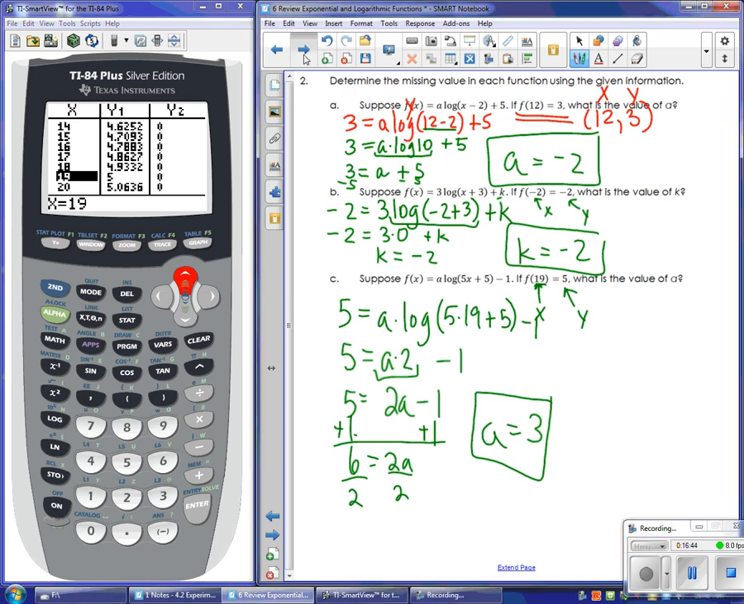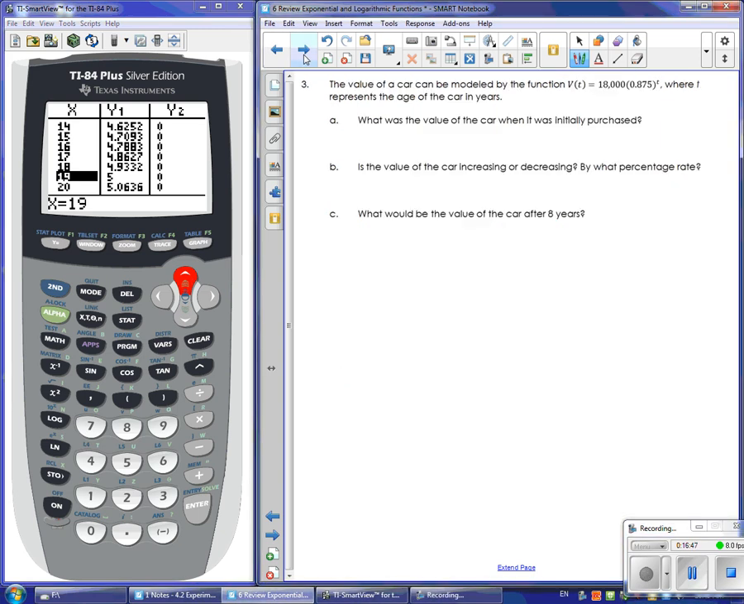All right, in problem number 3, here we're given information about the value of a car that can be modeled by the function v of t, which is equal to 18,000 times 0.875 raised to the t, and t represents the age of the car in years. So if I want to know the value of the car when it was initially purchased, that's when I look at that initial value, my a value. You want to make sure that you're using appropriate units, and in this case we're talking about money, so the car was originally $18,000.